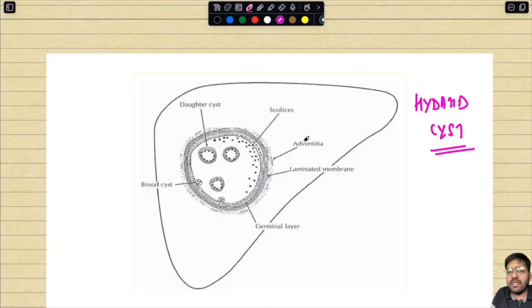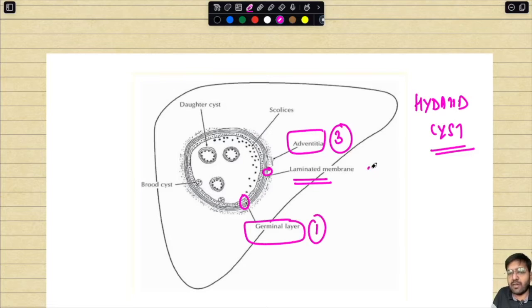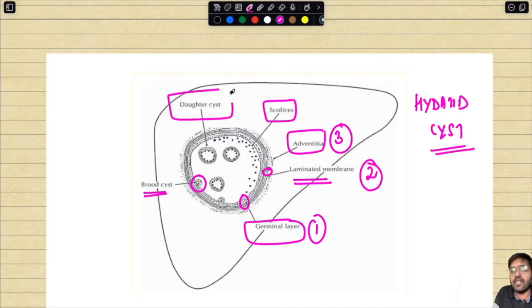Now, what we see over here in the outer aspect is an adventitious layer or a fibrous layer. The third important layer is a host tissue reaction. Then we are seeing a laminated layer over here, this is the acellular laminated layer. And on the inner aspect, we can see this germinal layer or germinative layer, layer number 1. This germinative layer is giving rise to scolices or protoscolices. Such scolices encircle to form what is known as a brood cyst or brood capsule, which enlarges, ultimately giving rise to the daughter cyst, as we can appreciate in this particular diagram.